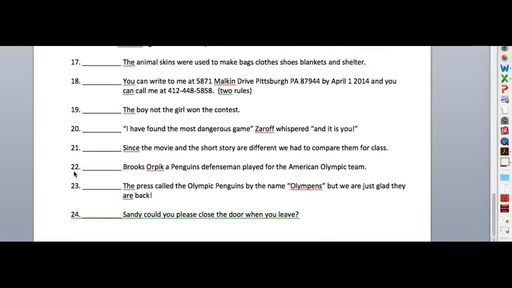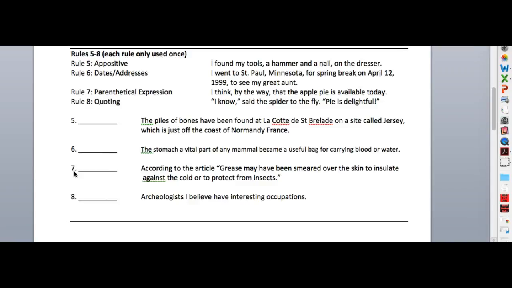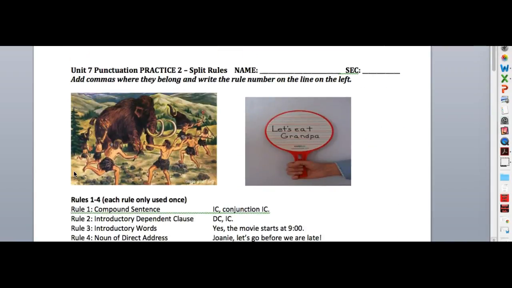So you're going to go ahead and get these completed for tomorrow, or whenever you have been assigned to do it. So pay attention to your schedule. Good luck, and let me know if you need help.